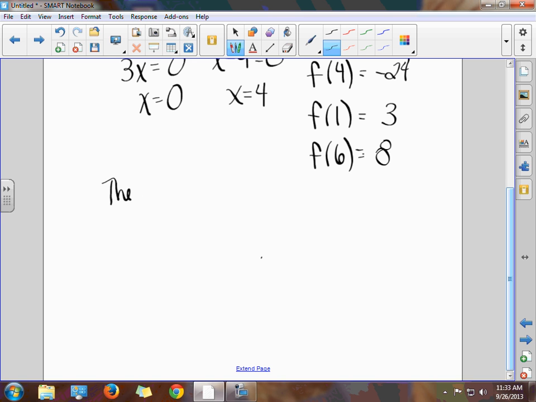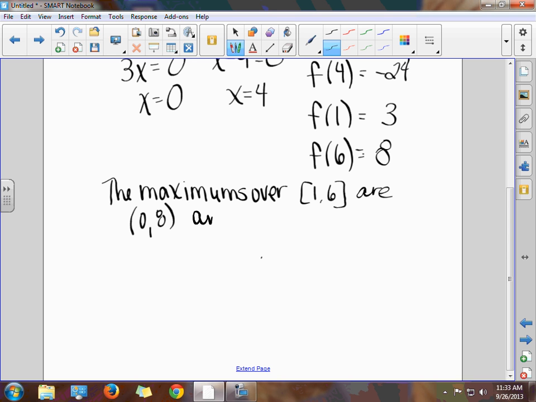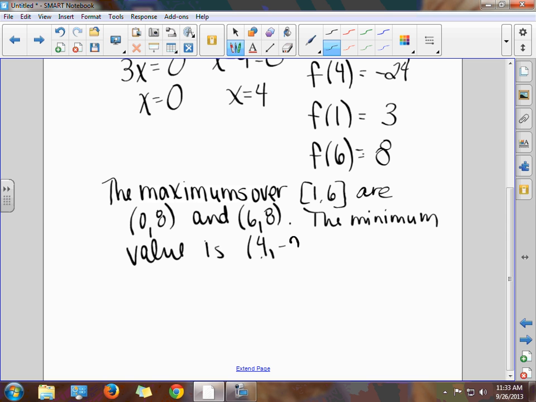So the maximums over 1 to 6 are, I guess I should make that plural then, 8 at x equal 0 and x equal 6. And the minimum value is negative 24.